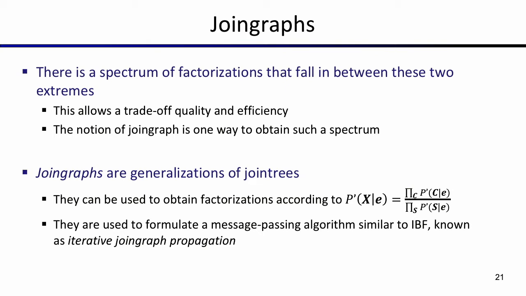So the join graph will be very similar to the iterative belief propagation algorithm that we discussed in this lecture. To avoid confusion, we're going to differentiate between the iterative belief propagation that we saw before, an approximated inference algorithm that assumes the underlying structure is a join tree, and the iterative join graph propagation algorithm that we're going to discuss in this video, which assumes that the underlying structure is a join graph.